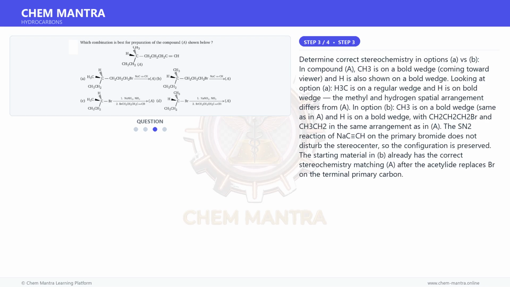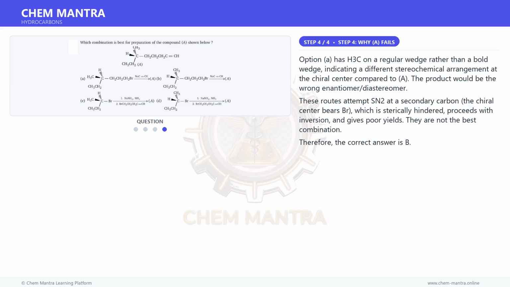The SN2 reaction of NaCCH on the primary bromide does not disturb the stereocenter, so the configuration is preserved. The starting material in B already has the correct stereochemistry matching A after the acetylide replaces Br on the terminal primary carbon. And for the final step, option A has H3C on a regular wedge rather than a bold wedge, indicating a different stereochemical arrangement at the chiral center compared to A. The product would be the wrong enantiomer or diastereomer.